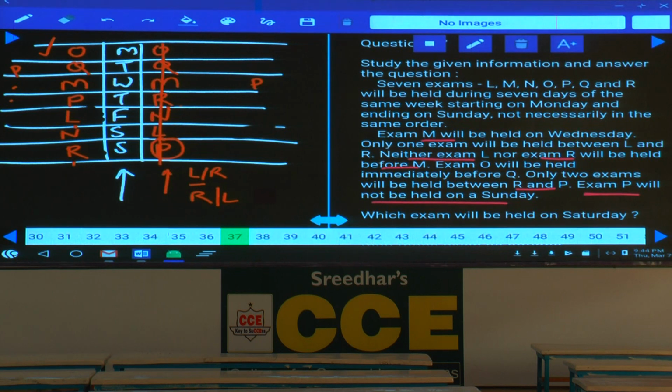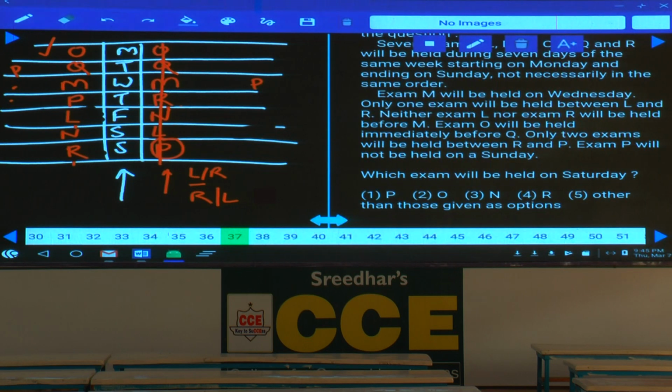Done with this? Now this is about question numbers 37 to 40, 7 days, 7 different examinations, O, Q, M, P, L, N and R is the order. Then question number 37, which examination will be held on Saturday? Yes, tell me which is held on Saturday? N, that is choice 3.